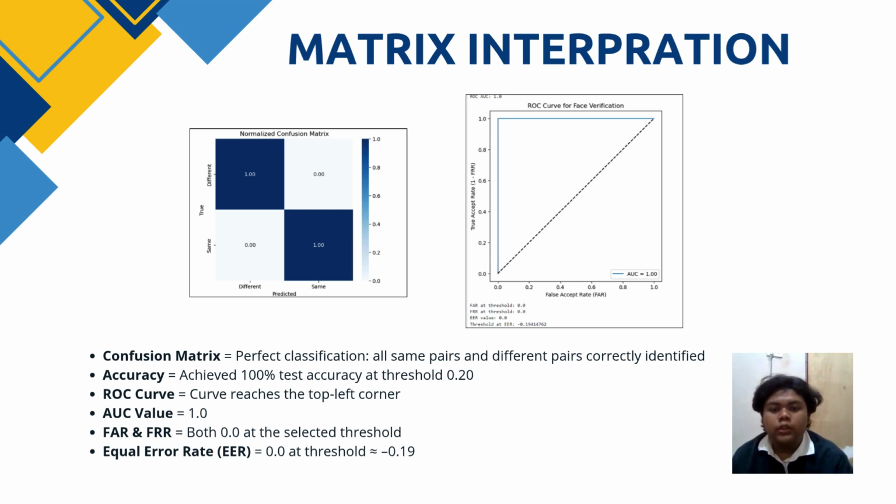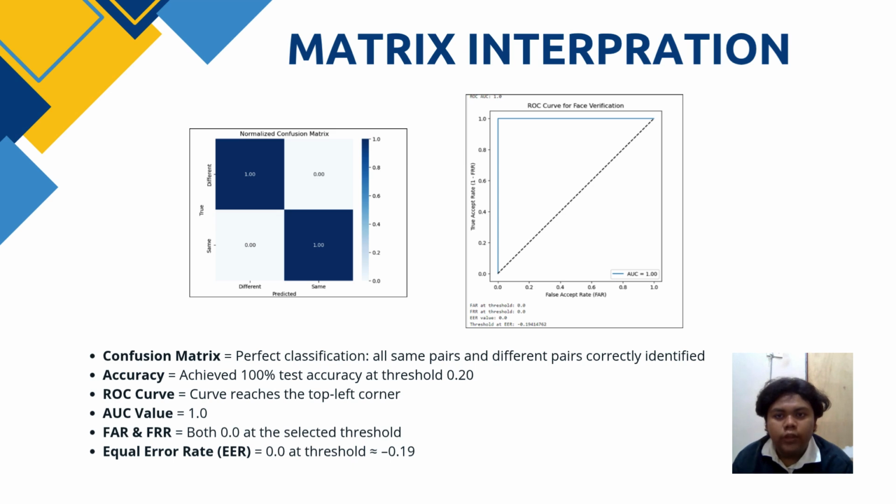For the metric interpretation, firstly, the confusion matrix shows perfect classification. Every same pair and different pair was correctly identified. There were no false positives and no false negatives. At the chosen threshold of 0.20, the model also achieved 100% accuracy, which means it separates the classes flawlessly on the test set. The ROC curve also reached the top left corner, which visually confirms the ideal performance.